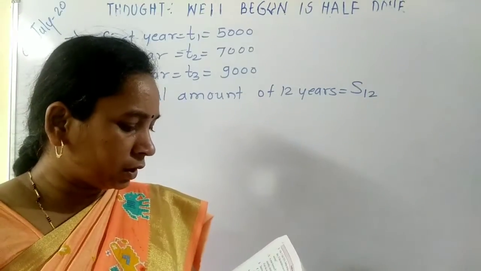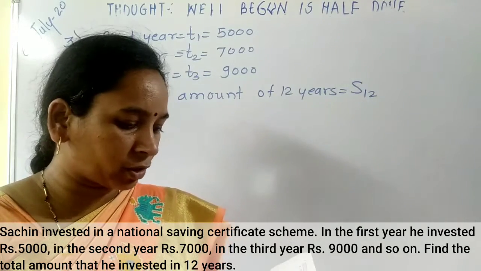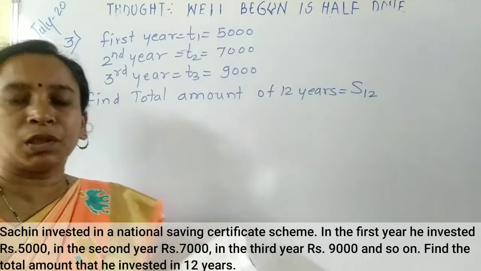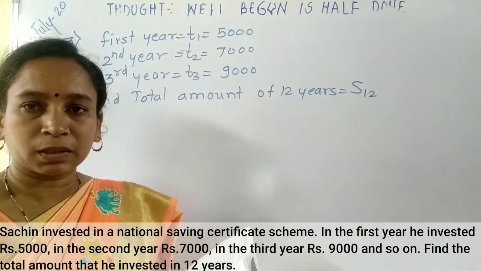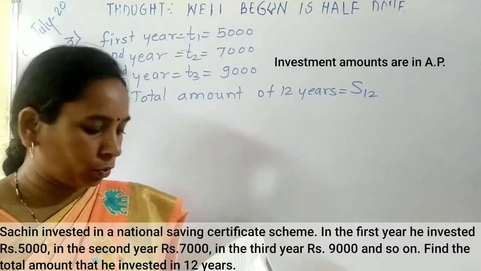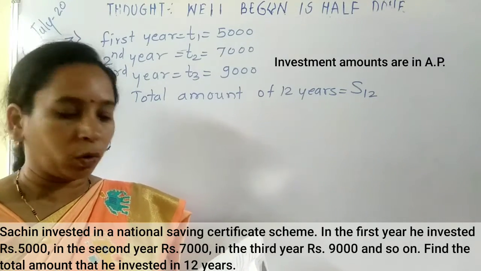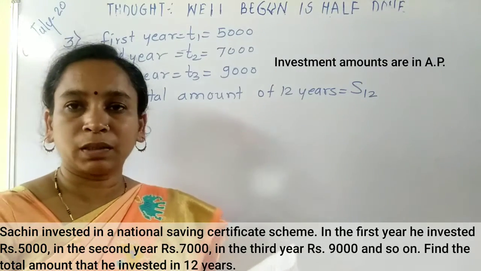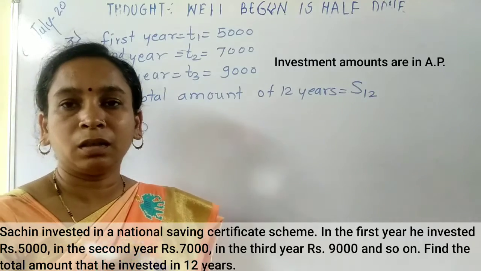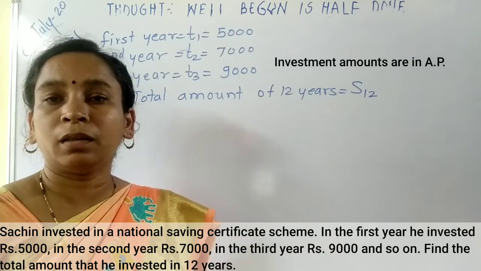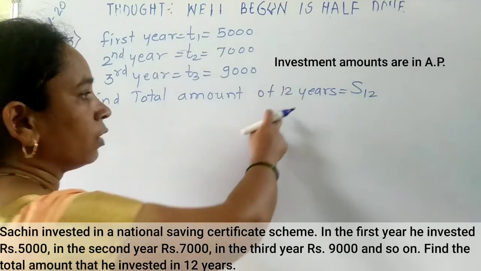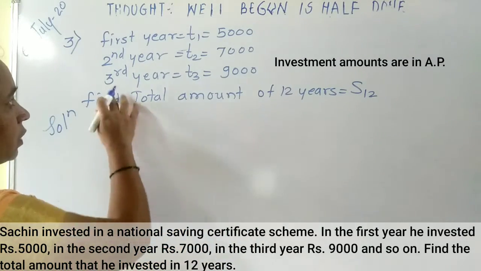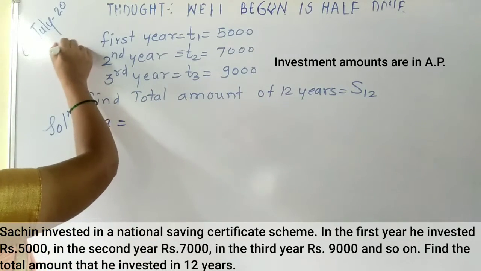Third example. In this third example, Sachin invested in a national savings certificate scheme. First year he invested 5000, which we have considered T1. Second year he invested 7000, which is T2. Third year 9000 and so on, so T3 is 9000. We have to find the total amount that he invested in 12 years. That means we are going to find S12. So in the solution, we have a is equal to, these are the given things I have written.